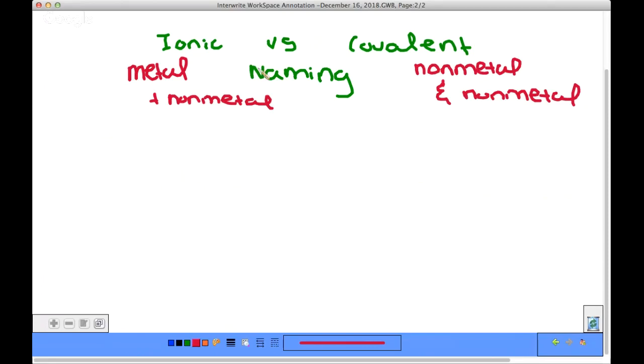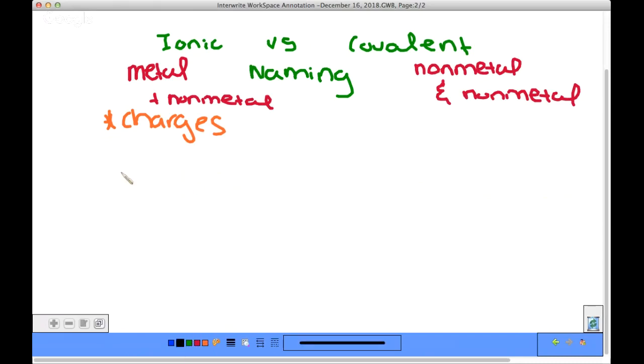If you are dealing with an ionic compound, there are a couple of different things you need to be aware of. You do need to pay special attention to charge. You want to make sure that your charges are balanced. What do I mean by that? Let's look at a couple of different examples.